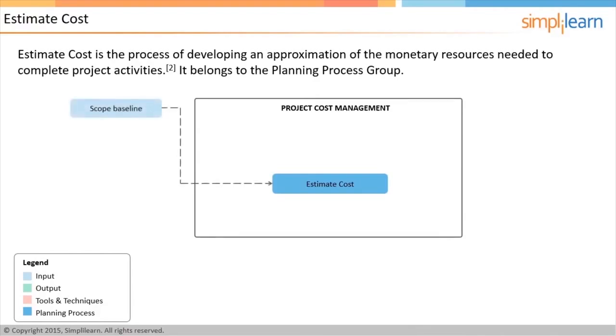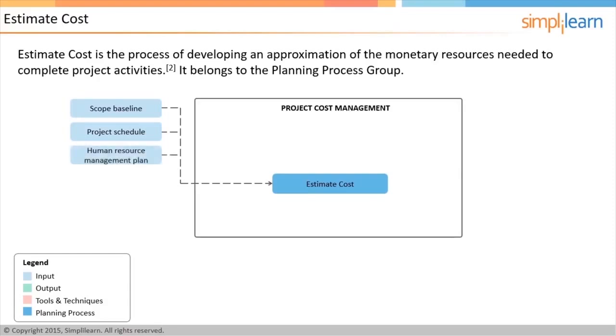Scope baseline is the most important input as it details out the project scope of work. Along with that, project schedule is also important. This contains information like when and which resource is required for the project. It is good to remember that the same kind of resources may have different costs at different points of time.